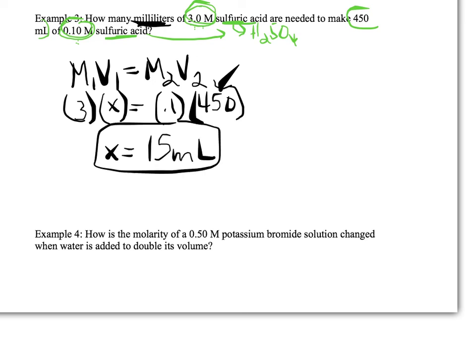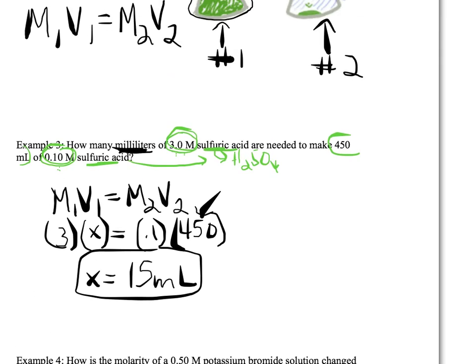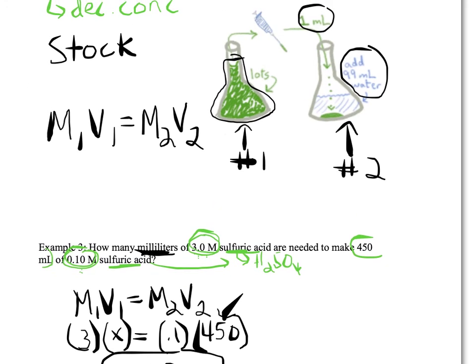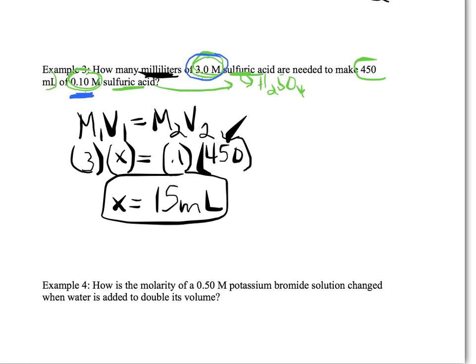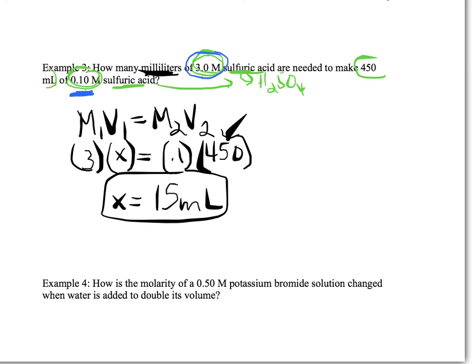So what this is saying is, think about beaker 1, it has 3 molar solution in it. How much of it do you have to take out in a syringe to make a final solution, 450 milliliters of it, that has this new concentration of 0.1? Well, you take out 15 milliliters from here, you add a ton of water, how much? Well, exactly 435 milliliters, and that will give you a final concentration that's diluted down to 0.1 molar.